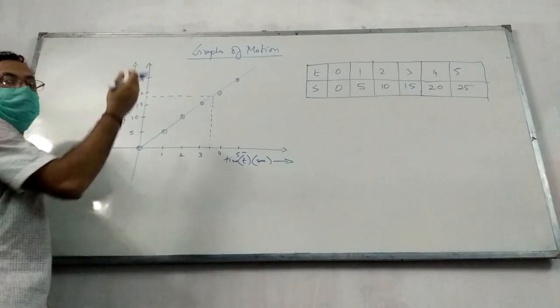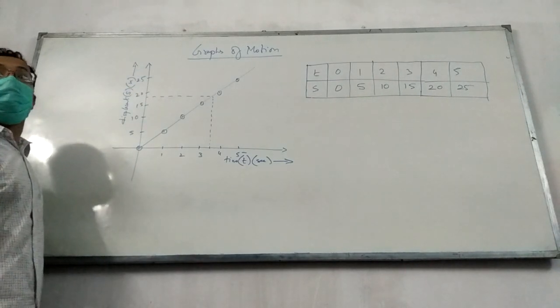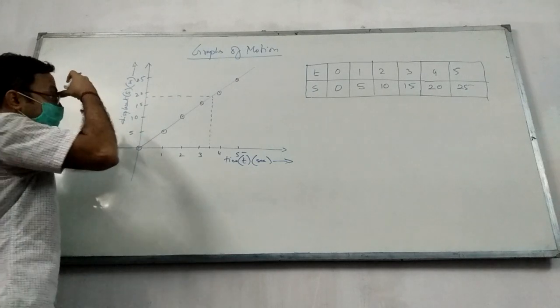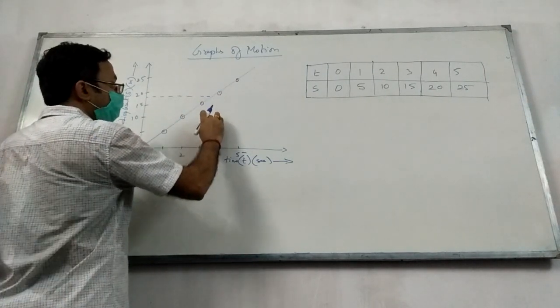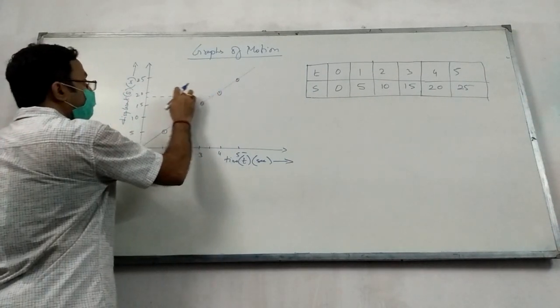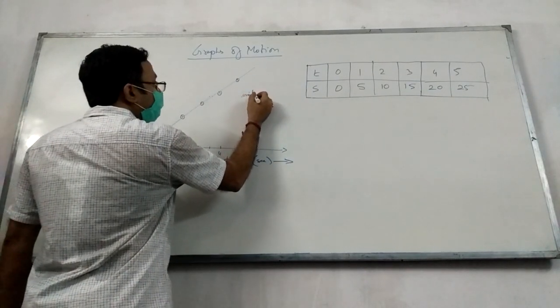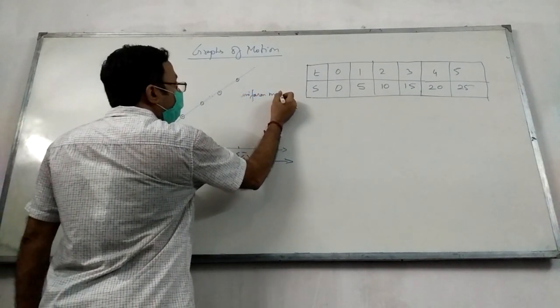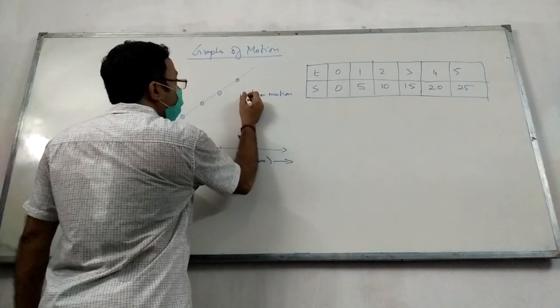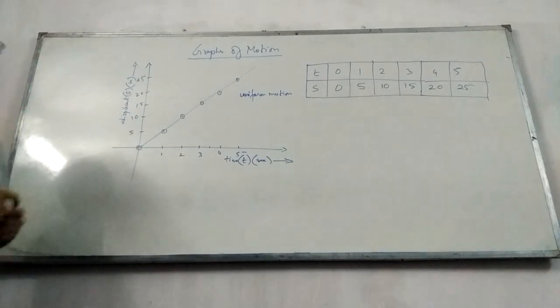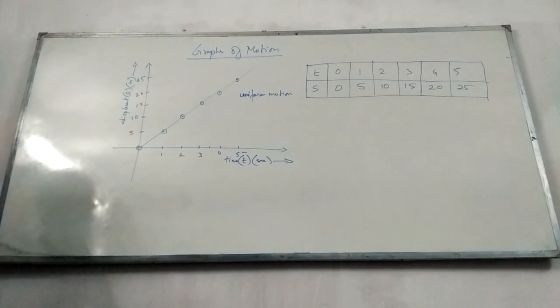So what type of motion is this? Uniform velocity. Right. See, the velocity remains constant. That's why it is a uniform motion. Okay? So the graph depicts uniform motion. What else can we find out from this graph? Velocity. Right. From a displacement-time graph, you can find out velocity.